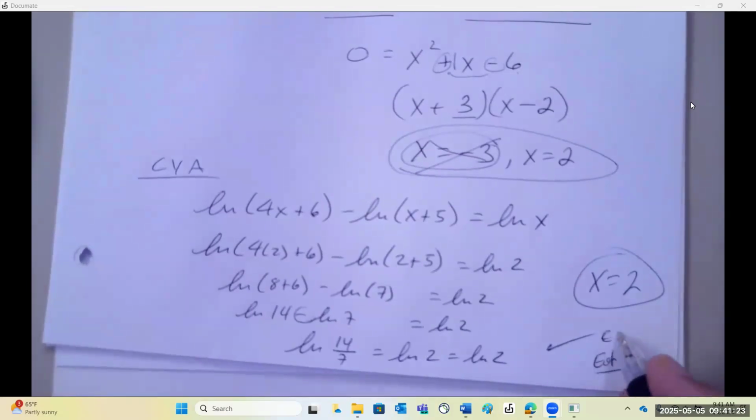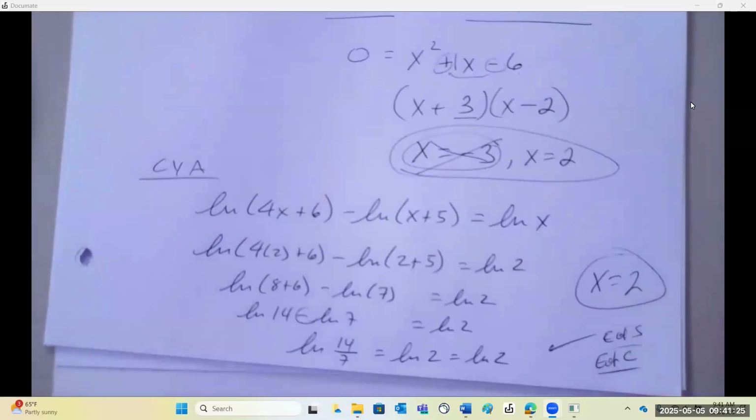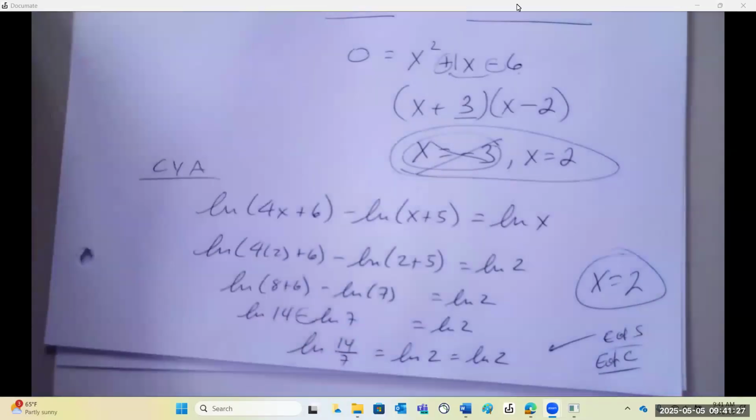End of section. End of chapter. So those are the processes for logarithms.